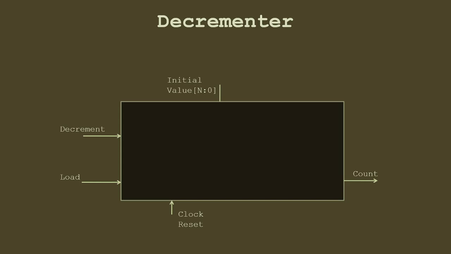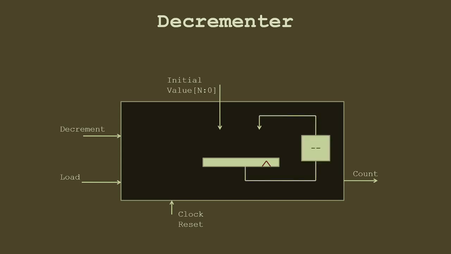Okay, so this is how I would design it. First of all, I need something to store the values, so I definitely need a register in there. That's the first thing. Next, I need to store this initial value in this register. But it's not only this initial value; I also want to store the decremented value. The decremented value will come from the same register and it will be decremented. So this minus minus means that I want to decrement it by 1.